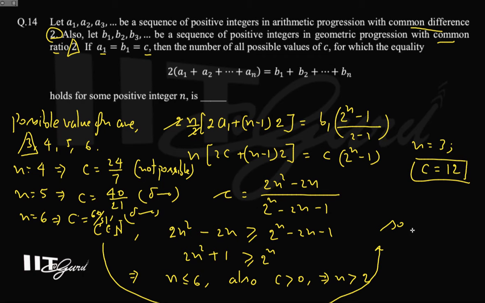That is the only result left here. So there exists only one value of C, with n equal to 3. This is the solution. What they are asking here is the number of all possible values of C for which the equality holds for some positive integer n. So the answer will be only 1. Only one value of C will be there. So the answer is 1, this is our final answer.